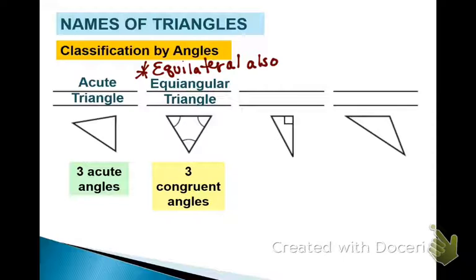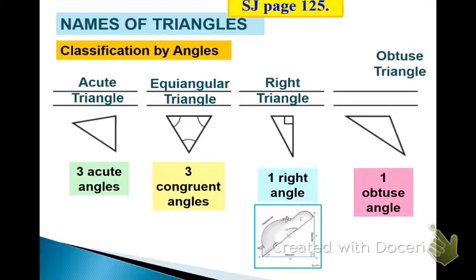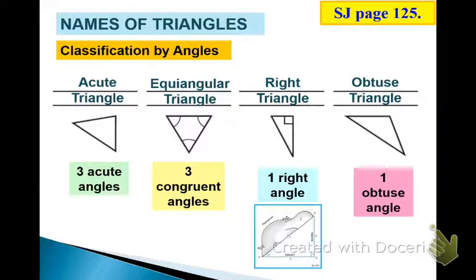The second, what do you notice about the largest angle? It's 90, which makes it a right triangle, which you did see last year with the Pythagorean theorem. We're going to have an entire chapter over right triangles. And then the last, what do you notice about the largest angle? It's obtuse. We'll talk about that in a second. So these are 4 types of classification by angle.